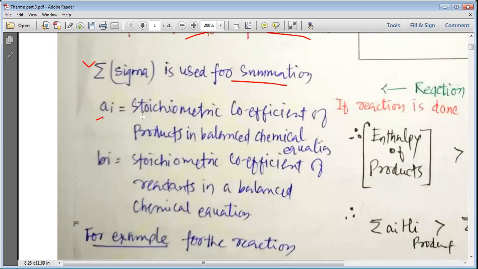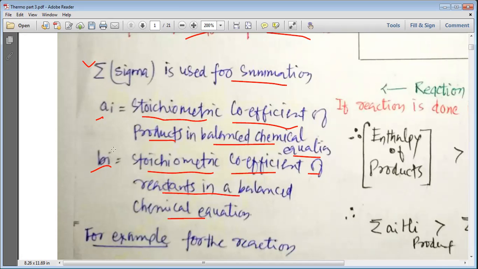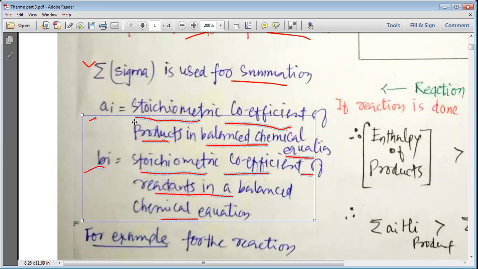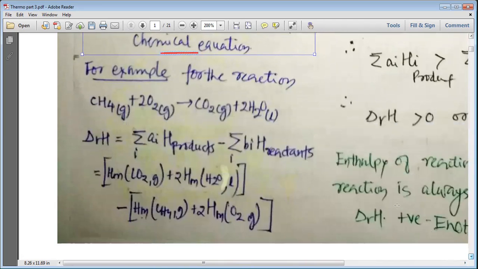a_i represents the stoichiometric coefficients of the products in the balanced chemical equation, and b_i represents the stoichiometric coefficients of the reactants in the balanced chemical equation. So a_i and b_i are the stoichiometric coefficients: a_i stands for the products, and b_i stands for the reactants. Now let us understand it with an example.